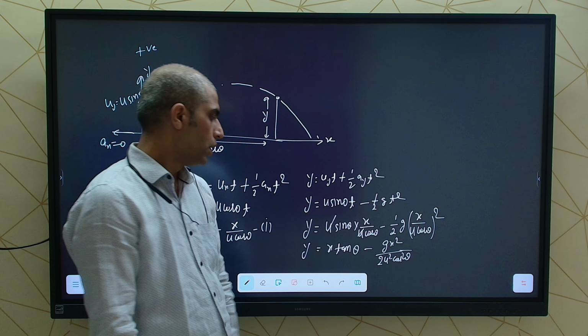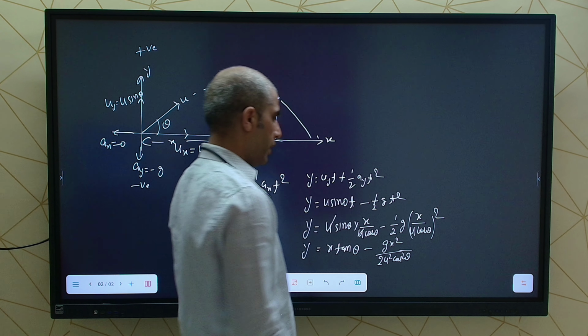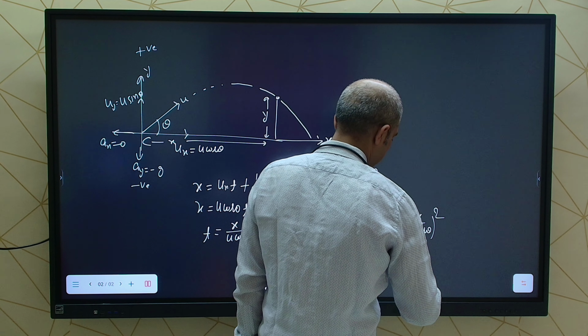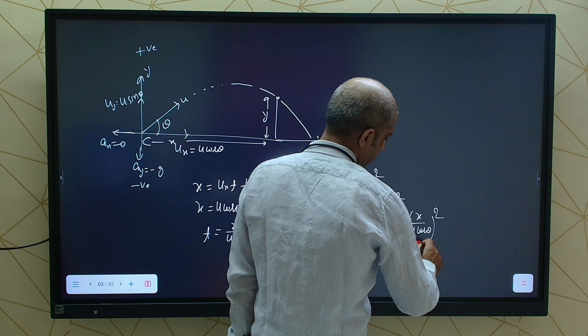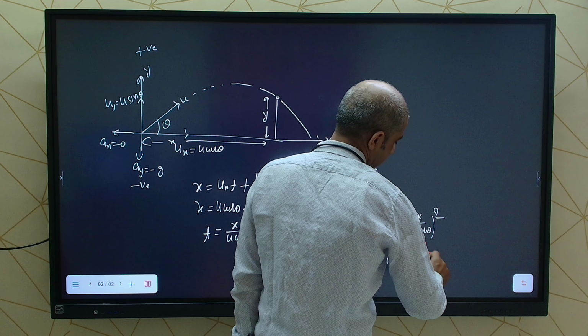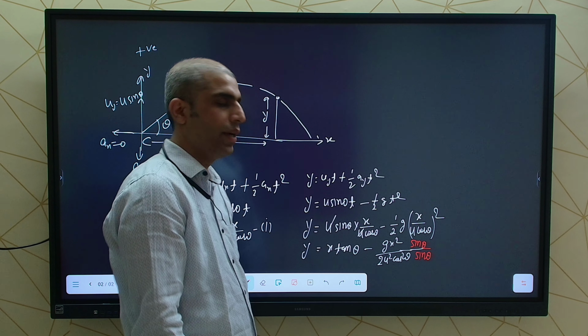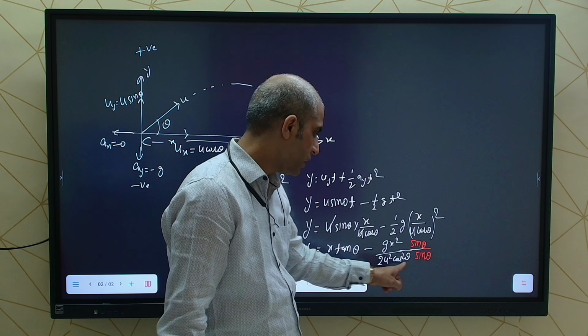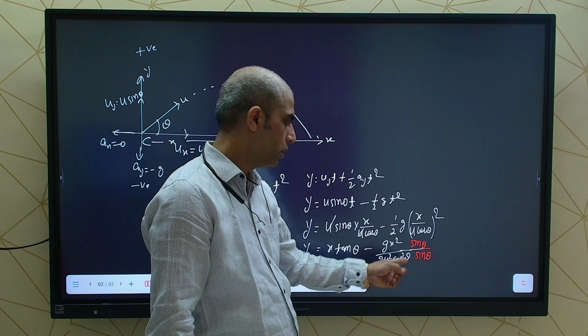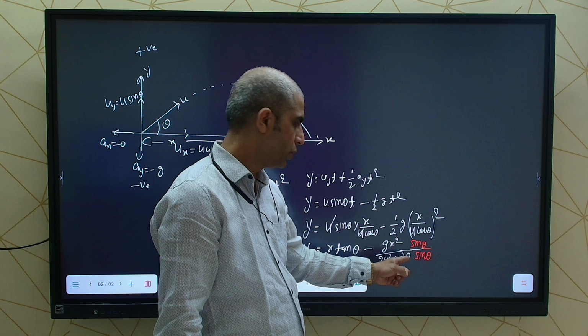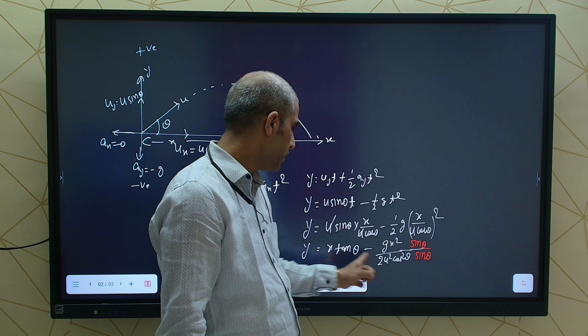Okay, now I have to multiply and divide by sine theta above and below. That I can do, right? The same thing we can multiply and divide. So sine theta upon one cos theta, out of the cos square theta. So one cos theta I will use. So sine theta upon cos theta will give tan theta.